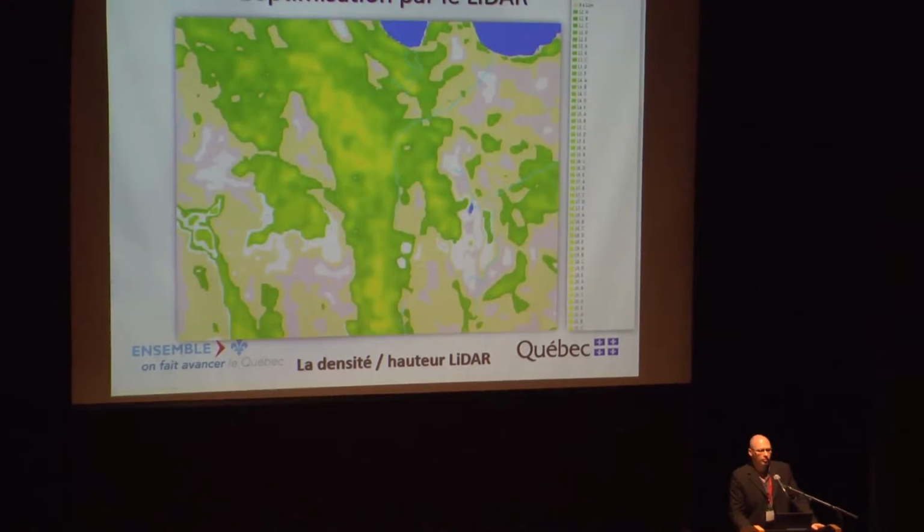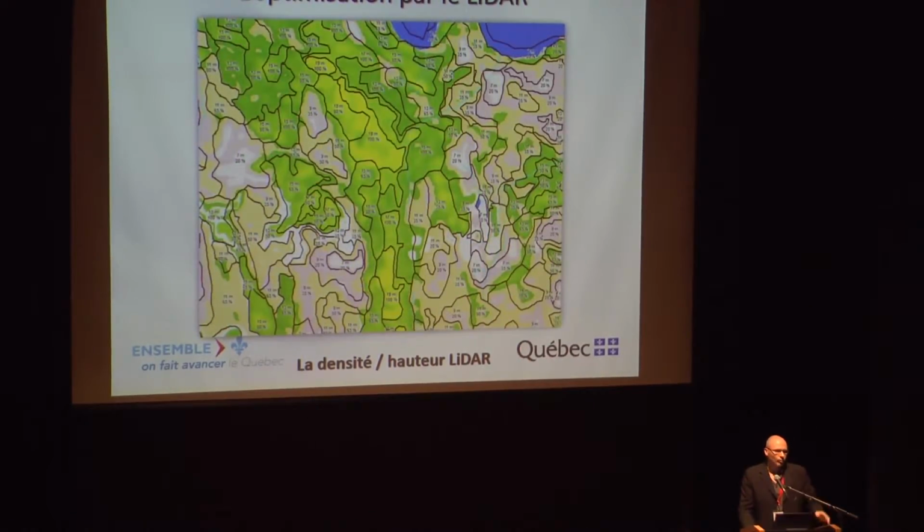This is part of the processing. Optimization, we can look at a density layer. We have different gradients, and we can get images that look a lot like other images that are available in forestry. We can have a map that looks a lot like a photo interpretation.